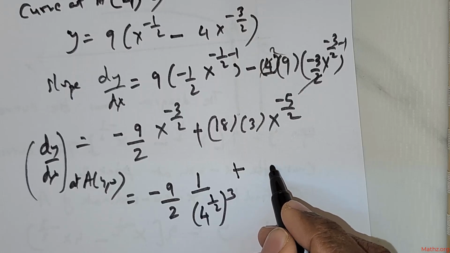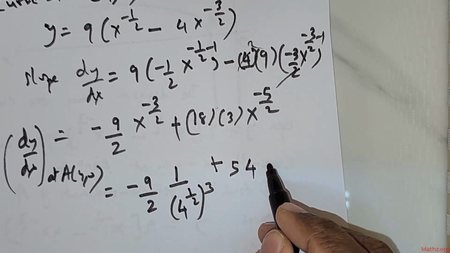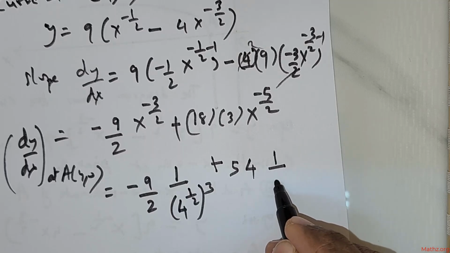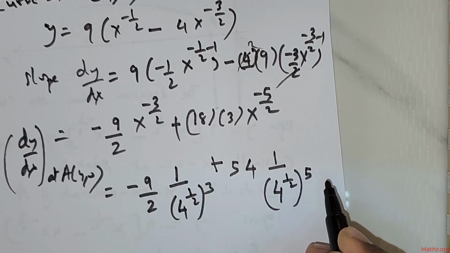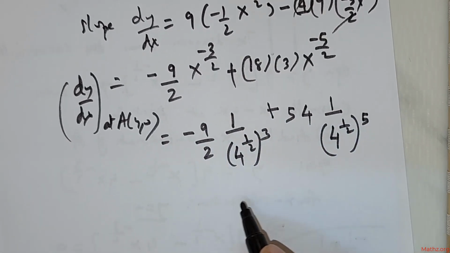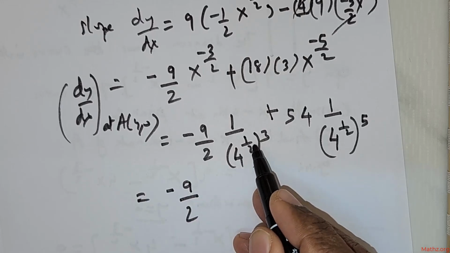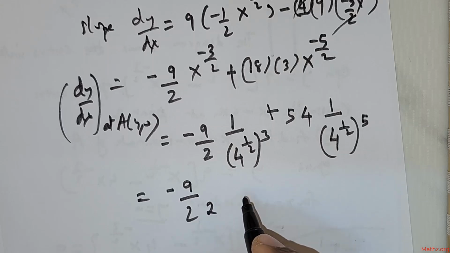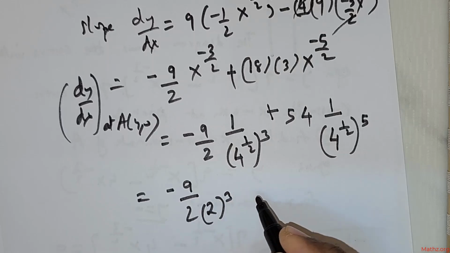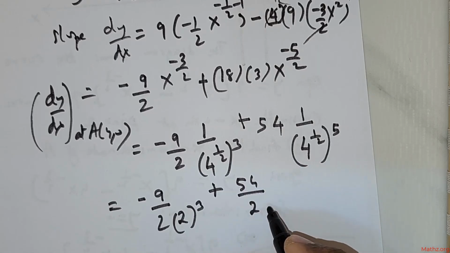18 into 3, 8 3s are 24, 2, 3 1s are 3, 4, 5, and I will rewrite this as 1 over 4 raised to the power of 1 over 2 raised to the power of 5. Right. So this is going to give me negative 9 over 2. 4 raised to the power of 1 over 2 is nothing but root of 4. Root of 4 will give me 2. That is raised to the power of 3. Positive 54. This is going to give me 2 raised to the power of 5.